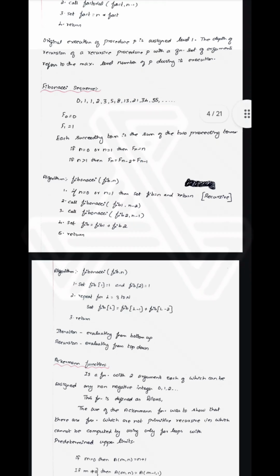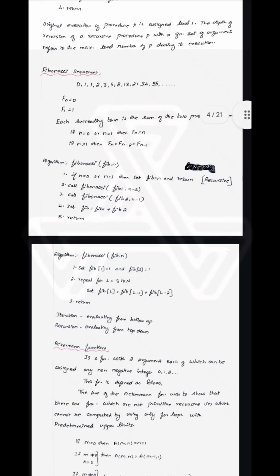Fibonacci sequence: F naught is 0, F1 is 1. Then 0 plus 1 will be 1. Each succeeding term is the sum of the two preceding terms. So the base case will consist of two terms, that is F naught is 0, then F1 will be 1.